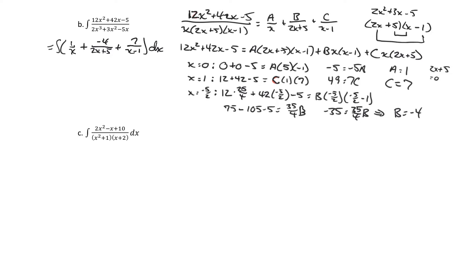Now we can integrate each of these individually. 1 over x, I know the antiderivative of that. That's simply the natural log of the absolute value of x. I'm going to skip this middle guy for a moment. We dealt with something like 7 over x minus 1 in the previous slide. That's going to be 7 times the natural log of the absolute value of x minus 1. We'll put our plus c down there. Build a little barrier here. Okay, what about the guy in the middle?